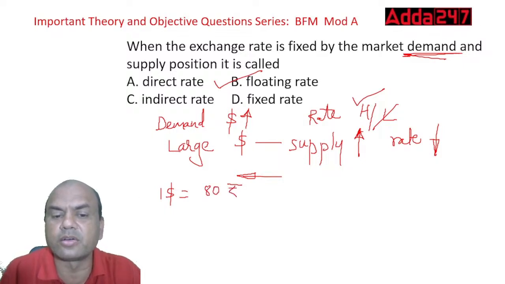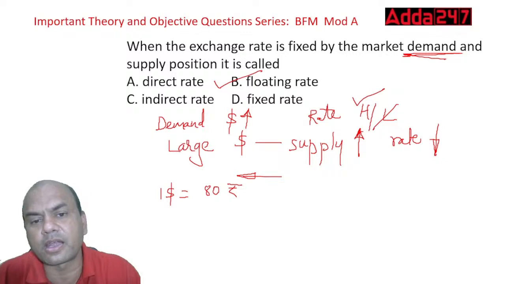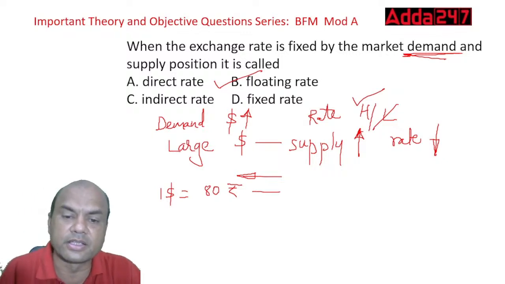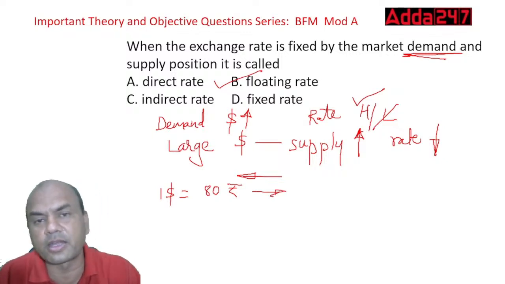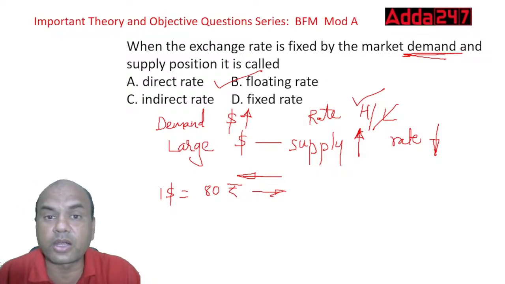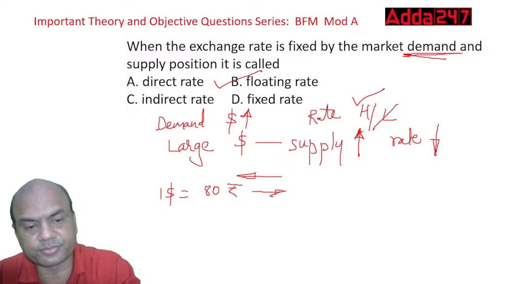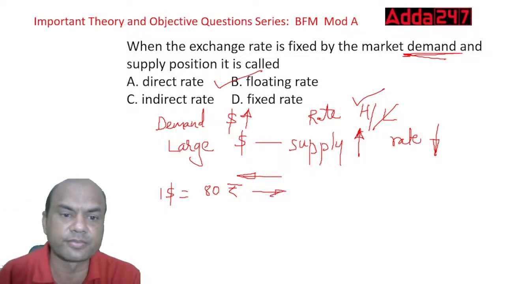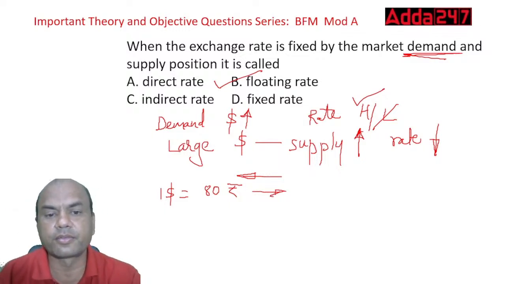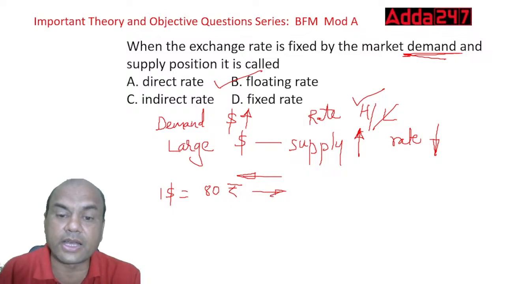So what is this now? Is this a direct rate or indirect rate? Type in the comment section. Is this a direct or indirect? Give me the rate. What is this called? What do you say, guys? Direct or indirect? It is called a direct rate.